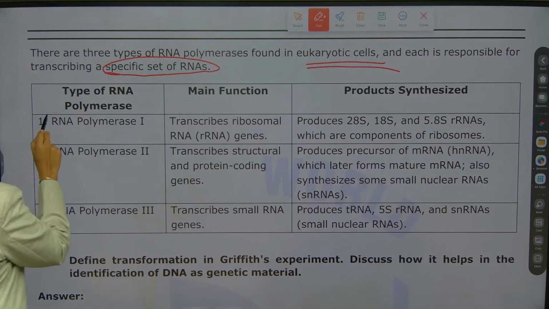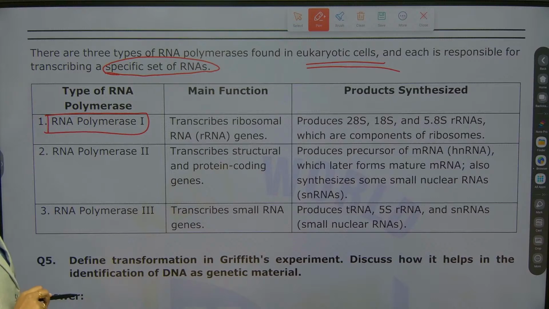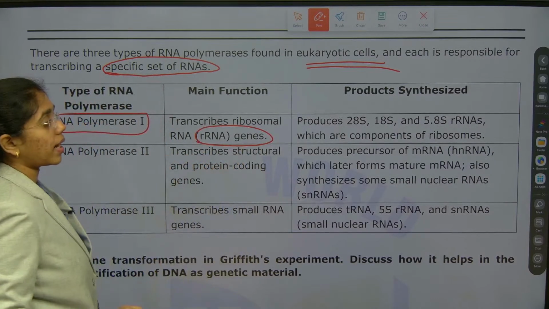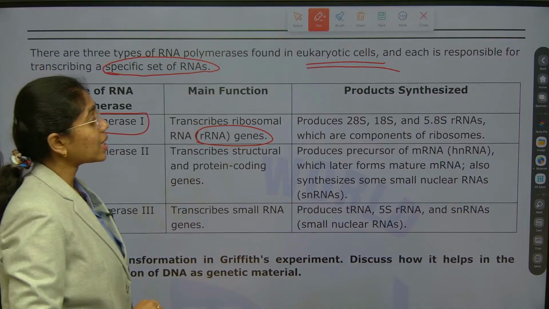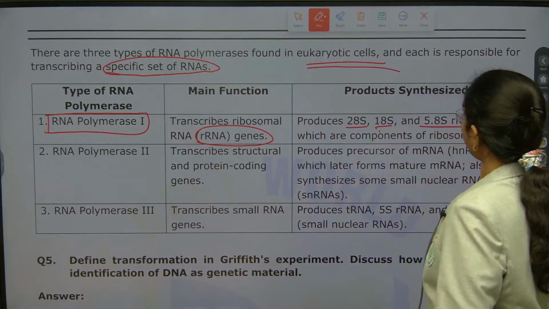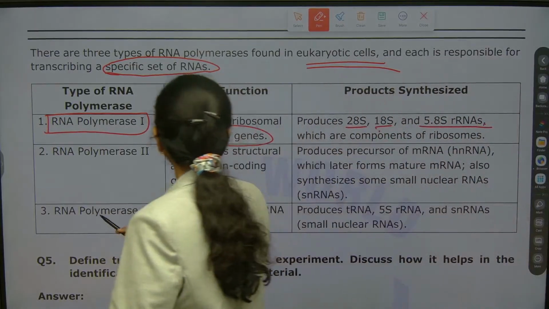First you see RNA polymerase 1. RNA polymerase 1 will transcribe rRNA genes. The products synthesized are 28S, 18S and 5.8S rRNAs. Next, RNA polymerase 2.